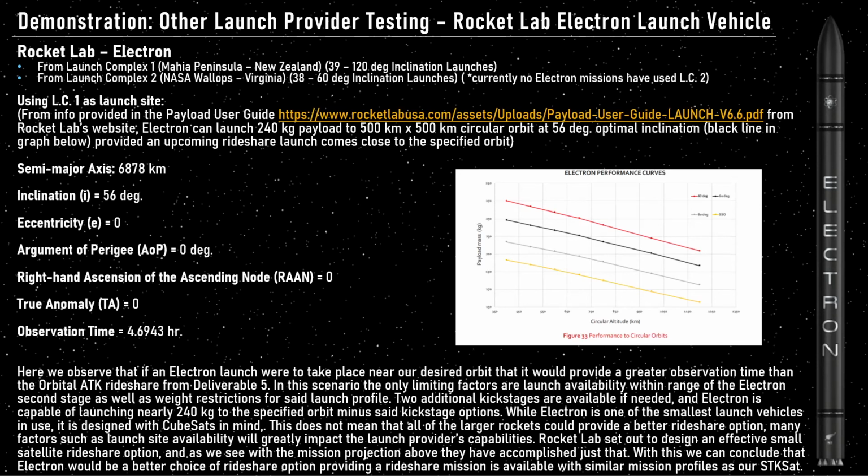Rocket Lab set out to design an effective small satellite rideshare option, and as we see with the mission projection above, they have accomplished just that. With this, we can conclude that Electron would be a better choice of rideshare option, providing a rideshare mission is available with similar mission parameters as our STK-SAT.